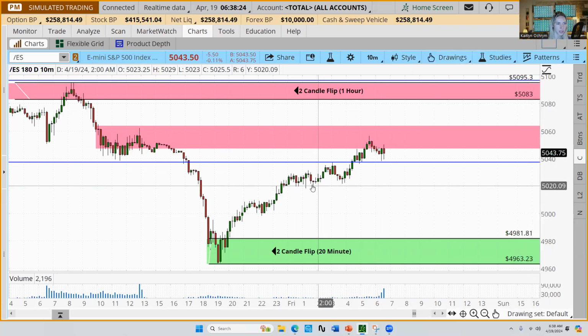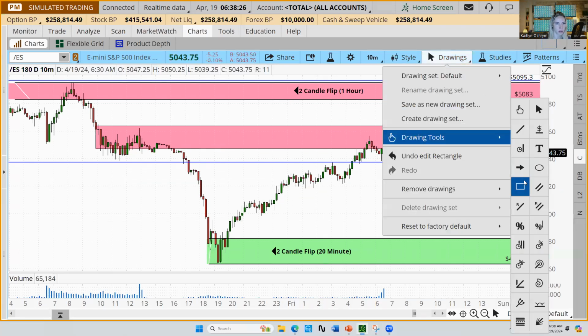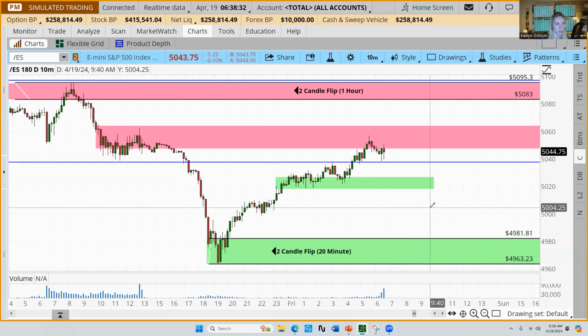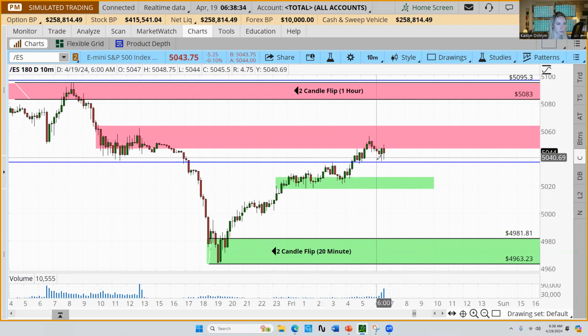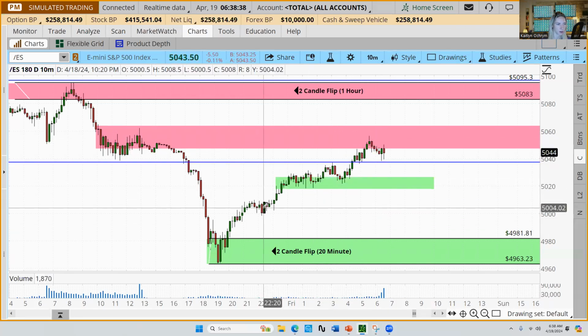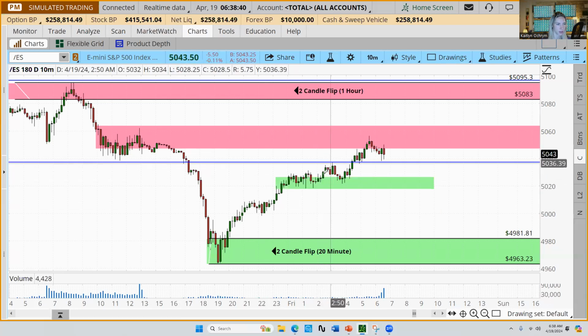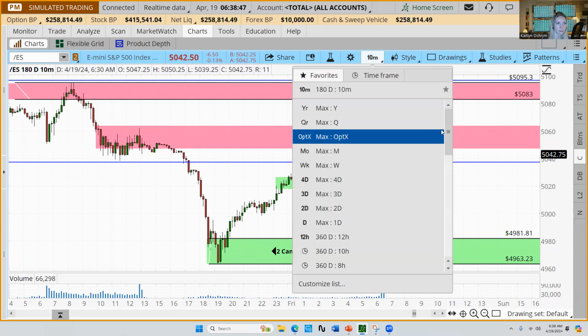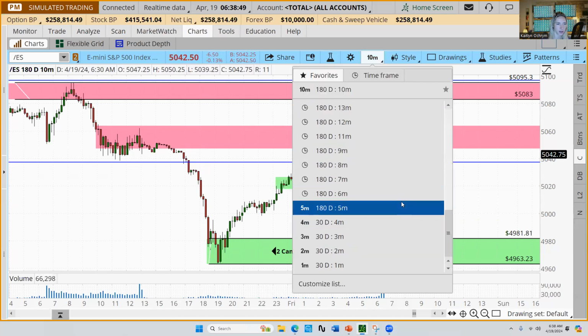I am seeing that this is a pretty strong buying wiki area down here. So we may have a 2 candle flip down there. I'm leaning more towards bullish. We don't really have a reversal pattern and no breakout. Let's come down to a 5-minute.